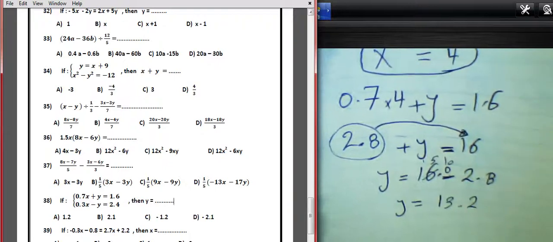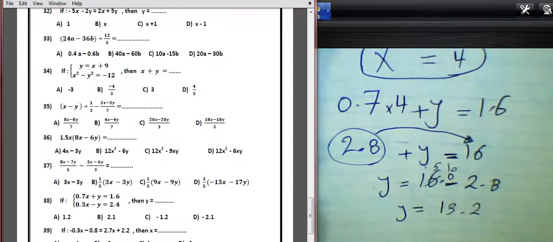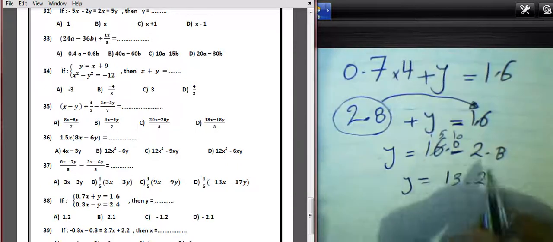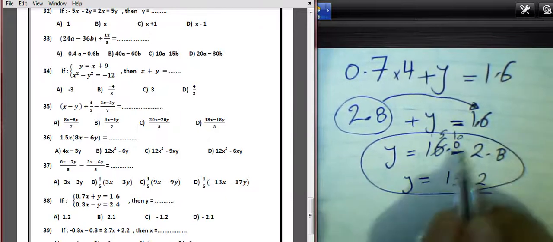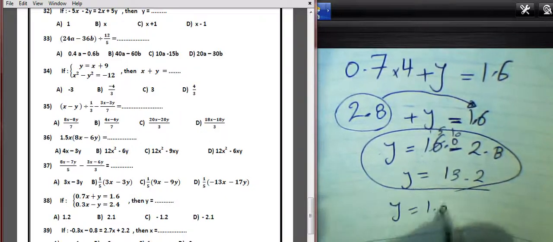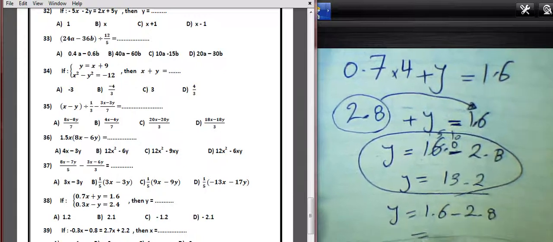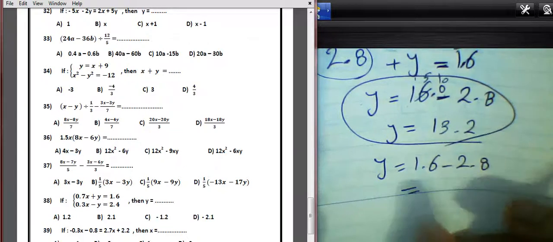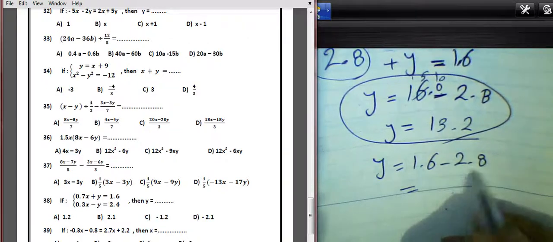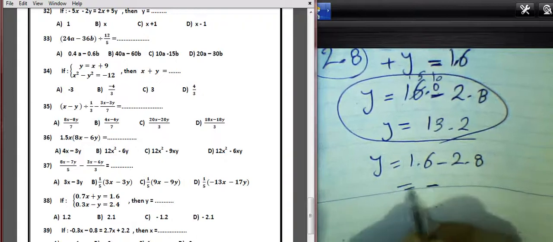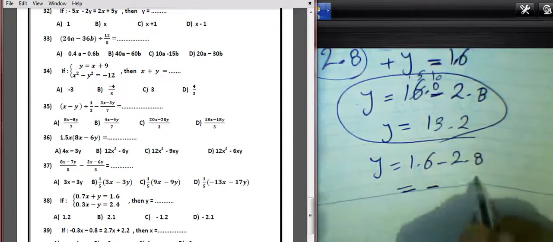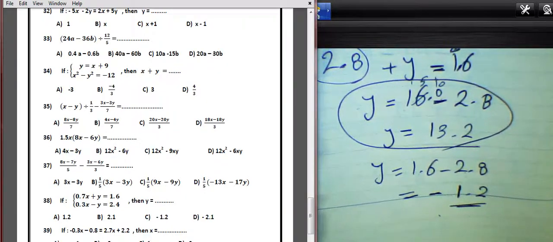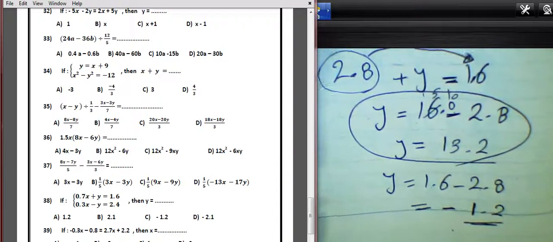Sorry, it was 1.6. So I will solve it again here. Okay, y equals 1.6 subtract 2.8. What will the result be? We know 2.8, the sign of this decimal number is negative, and 2.8 is more than 1.6, so we must write negative here and subtract: 8 subtract 6 equals 2, and 2 subtract 1 equals 1. So the result will be negative 1.2. The result will be letter C for question 38. Okay.